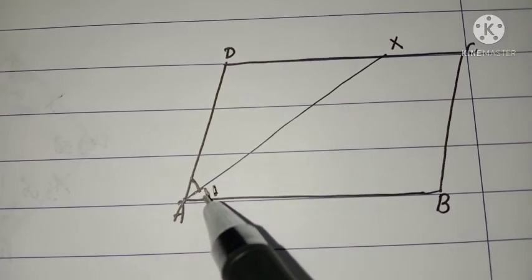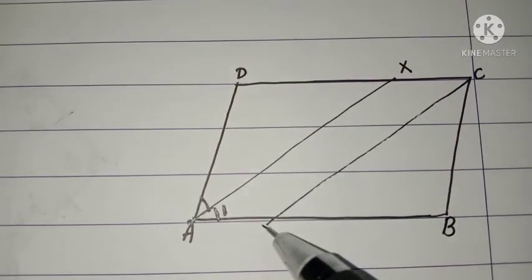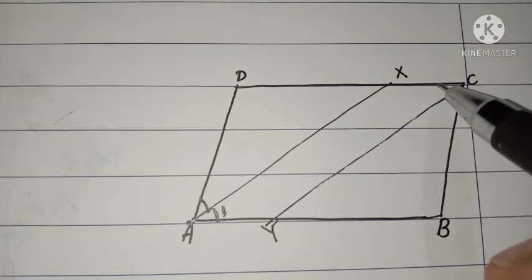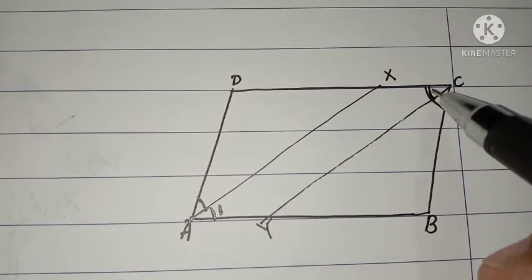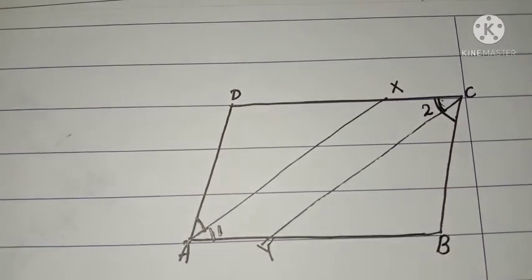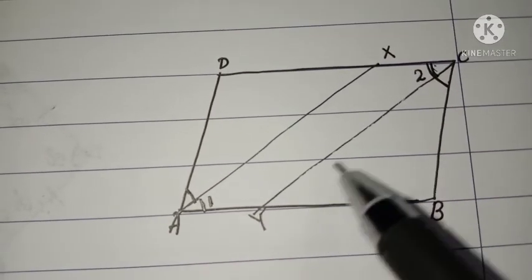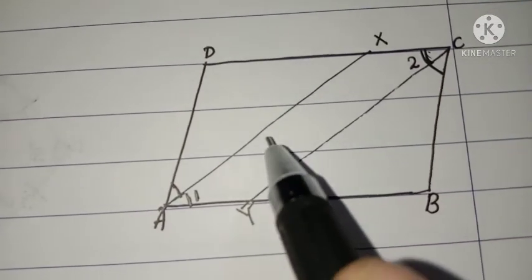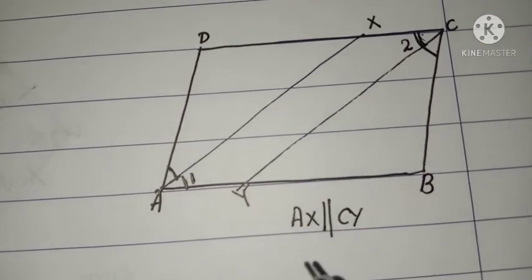Let us take this as angle 1. Now there is another line CY, which divides the angle C into two equal parts. That means these two parts are equal. Let us take one of the angles equal to angle 2. AX is the angle bisector of angle A and CY is the angle bisector of angle C. We have to prove that these two lines AX and CY are parallel. That we want to prove.